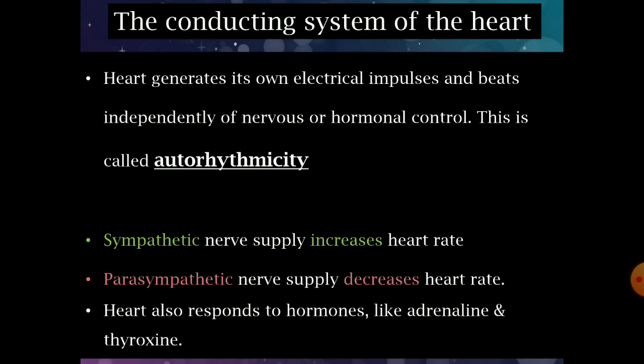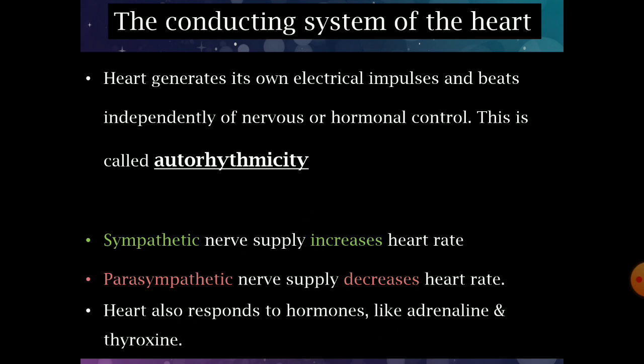So the main topic of today is the conducting system of the heart. The heart generates its own electrical impulses and beats independently of nervous or hormonal control. This is known as autorhythmicity. The main property of the heart is autorhythmicity. Autorhythmicity means it is independent of hormonal or nervous control. It generates its own electrical impulses.